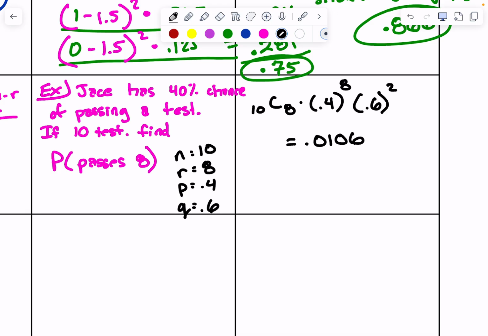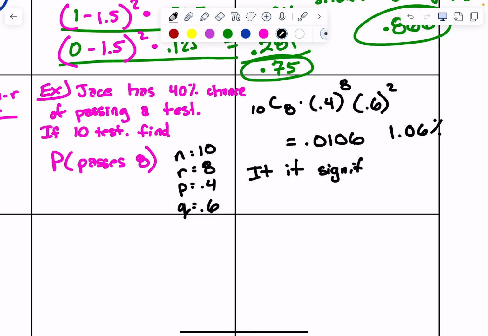0.0106. So that is a 1.06% chance that he gets 8 out of 10. If his pass rate has been a 40% chance of passing a test, the chances of him passing 8 out of 10 are not looking good. Is it significant?